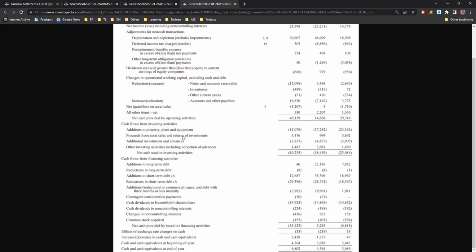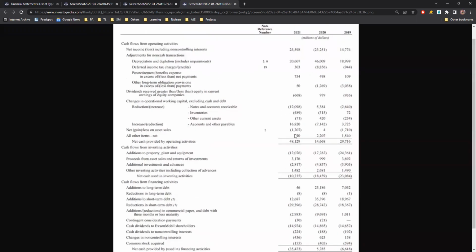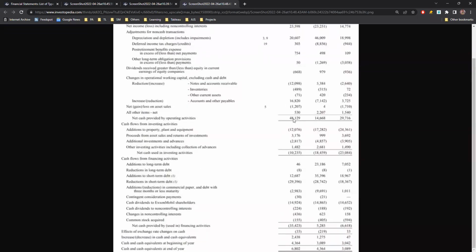Here we can see additions to property and plant, so they have made either some changes to the existing ones or added more properties. That is a cash-out element, and we can also see that they got some cash inside by selling some assets, some $3 billion and so on. Immediately we see some other similar activities, and the net in the investment bucket is a cash outflow of $10 billion. Under the operating bucket, we have a cash inflow of $48 billion.